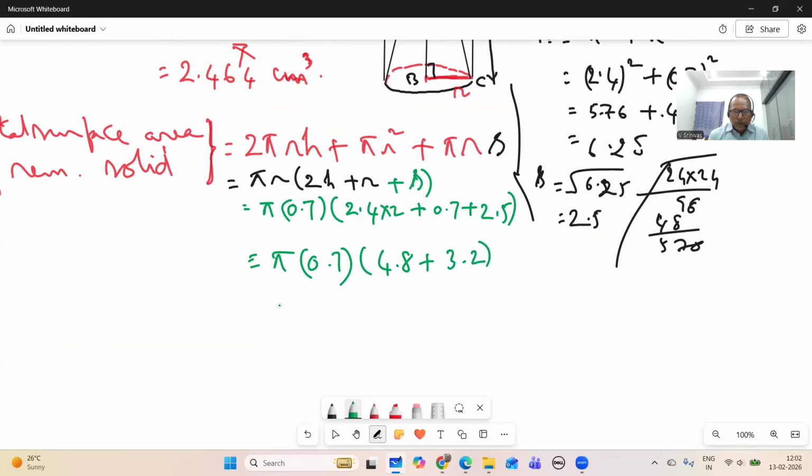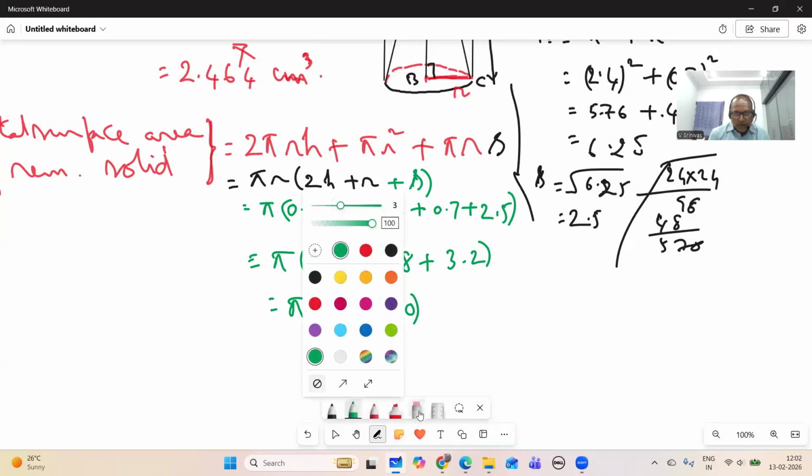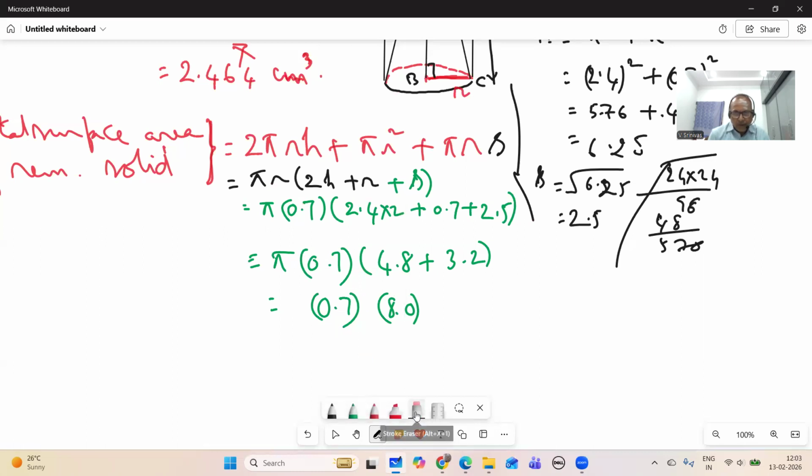Okay, this is how much? This is pi into 0.7 into 8. Okay, 2 plus 8 is 10, 1, 5 plus 3 is 8. Yeah, but for pi, let us take 22 by 7. So this is 22 by 7 approximately. Okay, pi is approximately 22 by 7. So what do we get? 7 cancels in this 0.7. So when you multiply all these, you get 8 into this is 176.